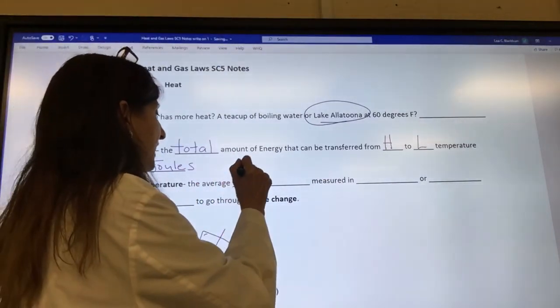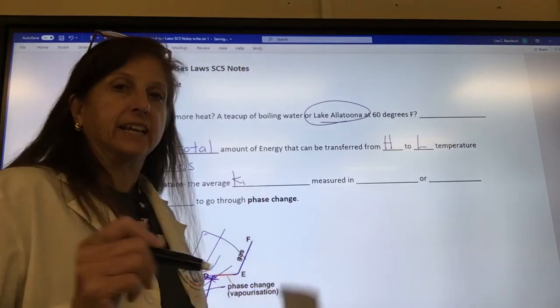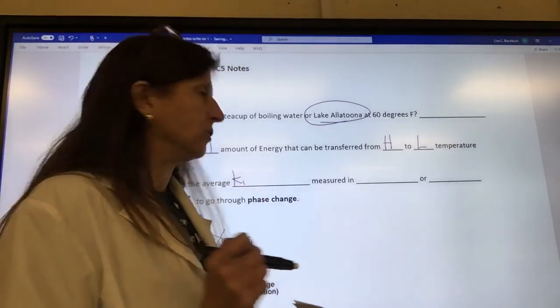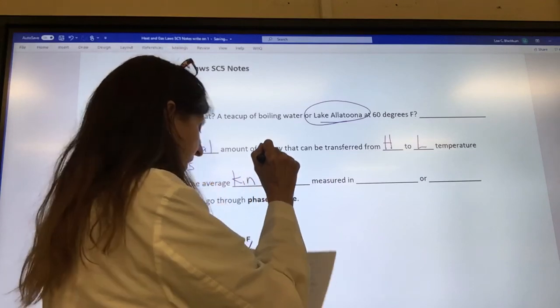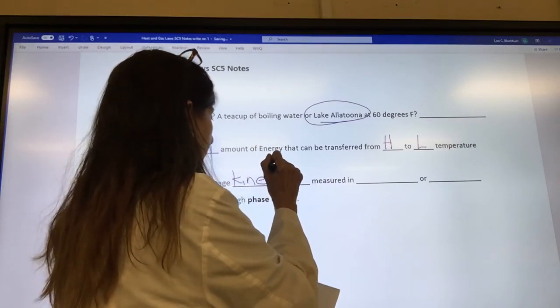Okay, so what is temperature? Temperature is the average kinetic energy. Remember, kinetic is the energy of motion as opposed to potential.